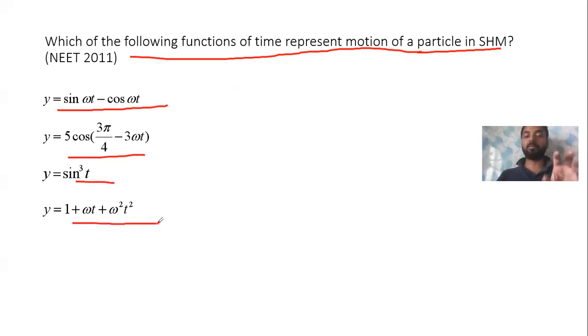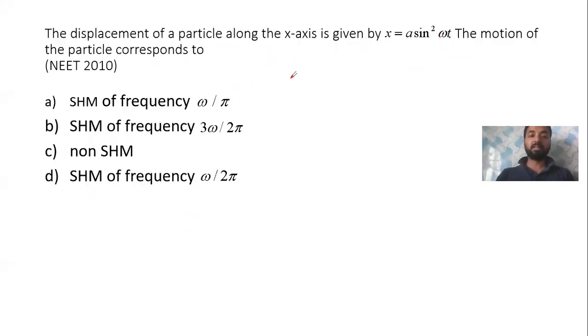Now this type of question, I told you in the very first slide that all motions which are a linear combination of sine and cos will be your SHM equation. So see in which of these there is a linear combination of sine and cos and you will get the answer. Simple question. Similarly, this also: displacement of a particle is given, x is equal to a sine square omega t. Can you convert it in terms of sine and cos? If you can, then calculate the frequency. Which one will be the correct answer, omega by pi, or is it non-SHM also? That you have to tell.